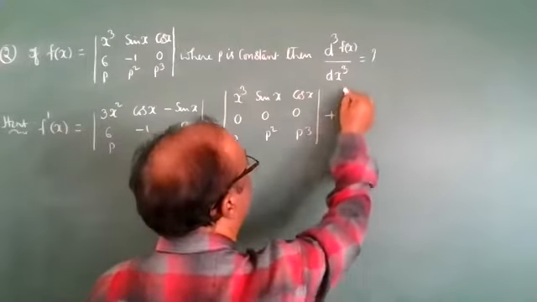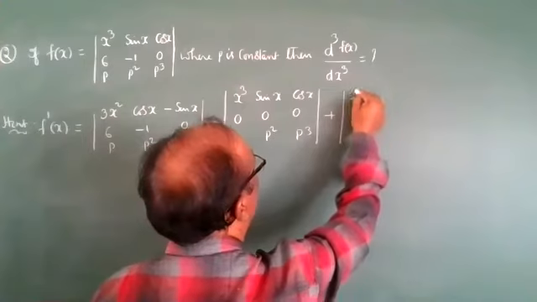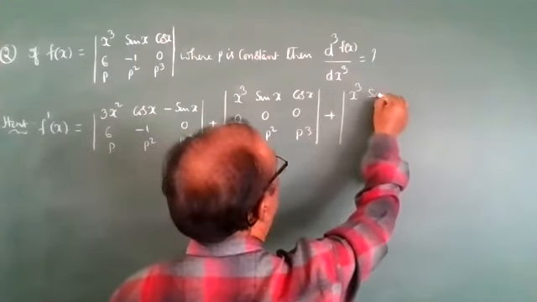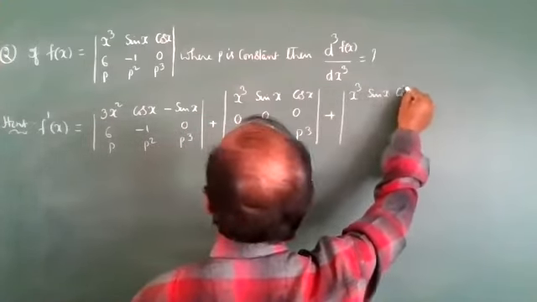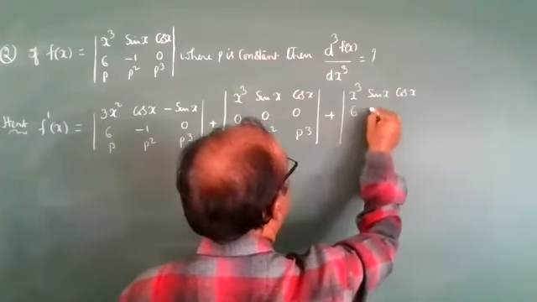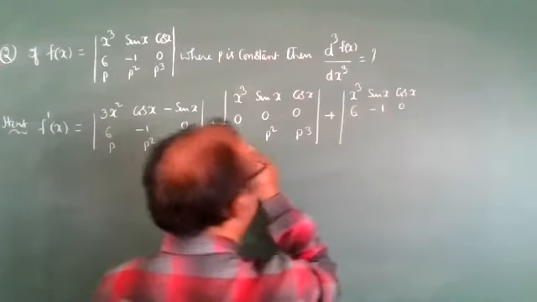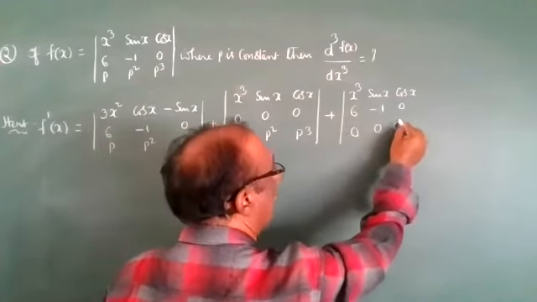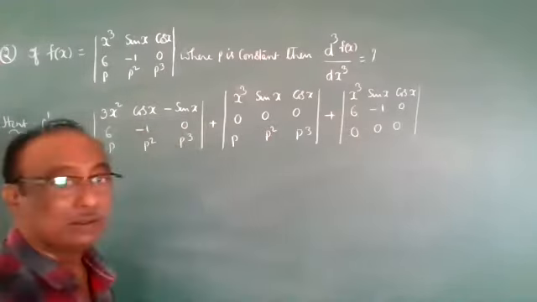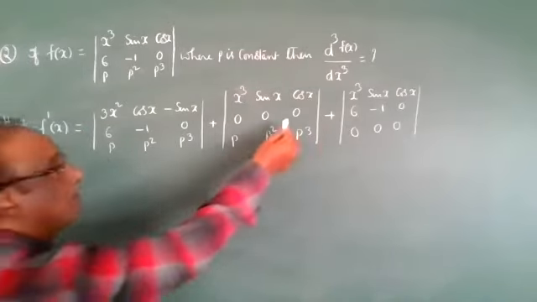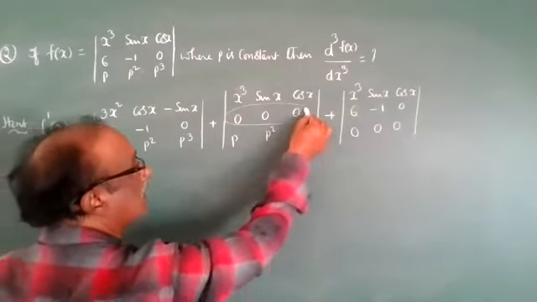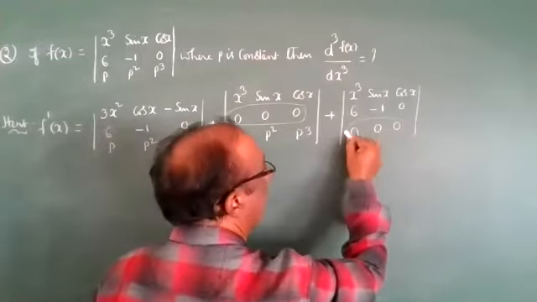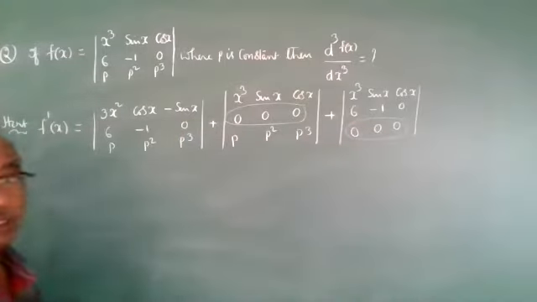Now come to the third one. The first row is the same. The second row is also the same, 6, minus 1, 0. P is a constant, derivative 0. P square constant, derivative 0. P cube constant, derivative is 0. So all elements are zeros in this determinant, its det value is 0.